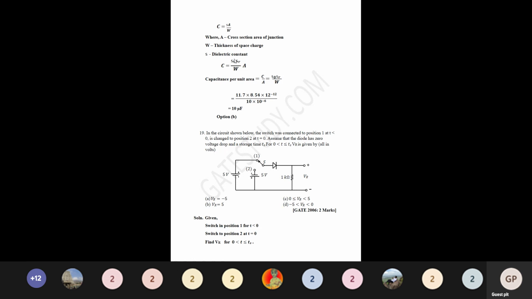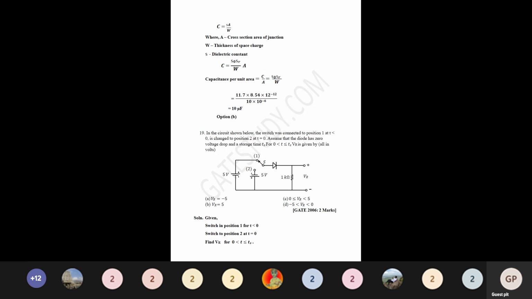So C is equal to epsilon naught into epsilon R by W into A. So C by A is equal to epsilon naught into epsilon R by W. Epsilon R is 11.7 and epsilon naught is 8.854 into 10 power minus 12, divided by W, which is 10 power minus 6 as given. So the answer is 10 microfarad.